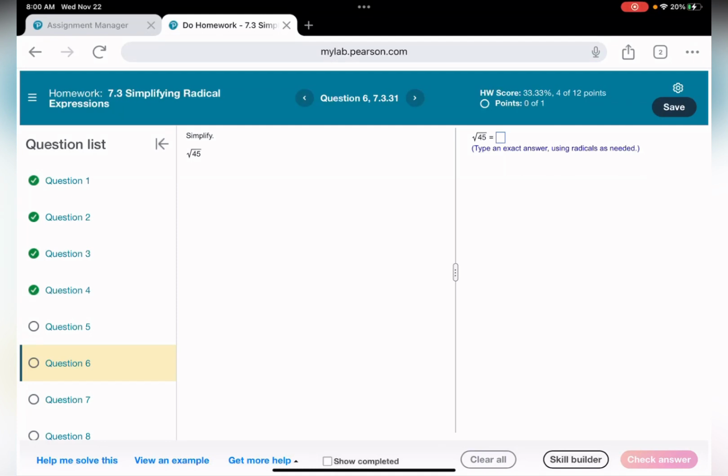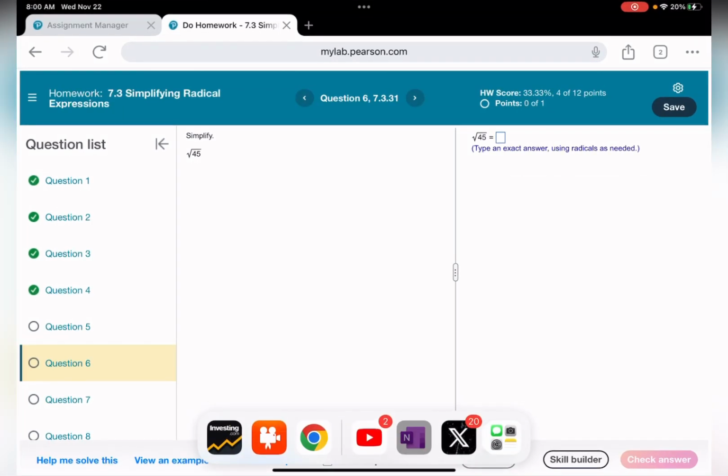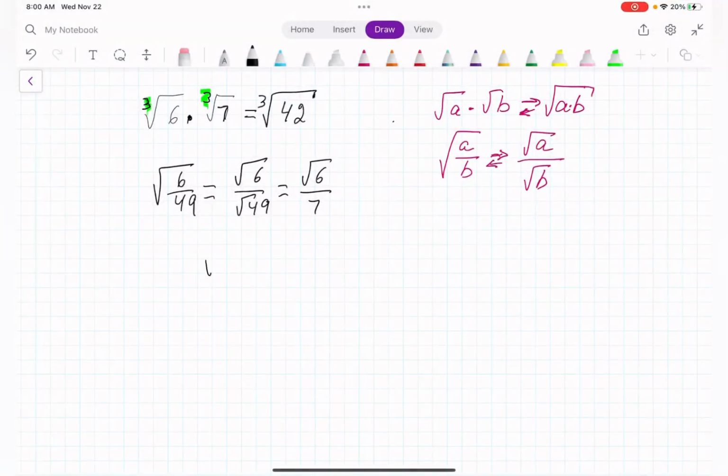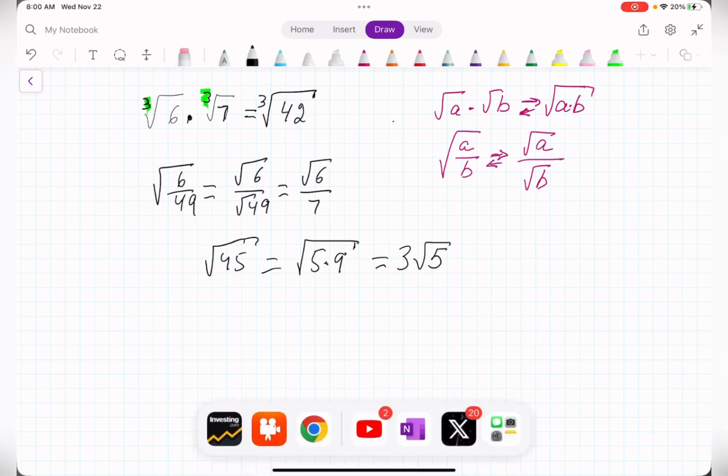Okay, we got it. Next, square root 45. Okay, square root 45, which two numbers can I break it down into? 9 and 5, right? Nothing else will give me numbers that I can take the square root of. So square root 5 stays because 5 is a prime number. Square root 9 is 3. 3 square root 5.